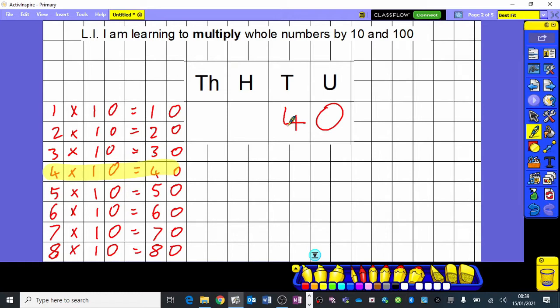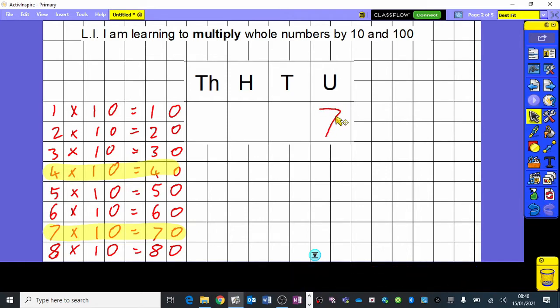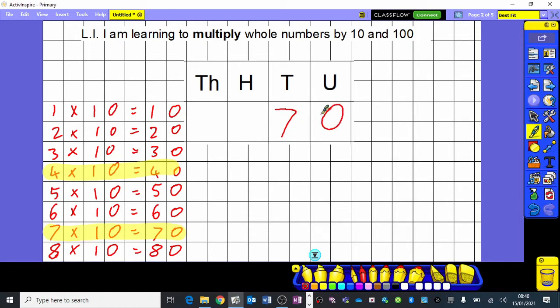Let's see if this rule holds true for some others. What about 7 times 10? Well, it seems like the same thing's happening. We started off with 7 in the units, but when we multiplied it by 10, it moved up to the tens column, and a 0 took the place. So whenever it comes to multiplying by 10, we move all the numbers up by one column.